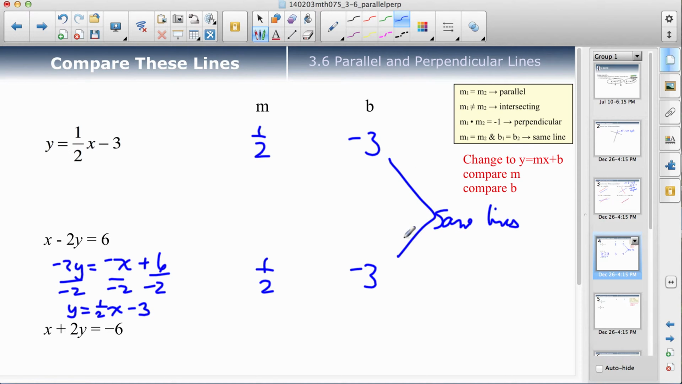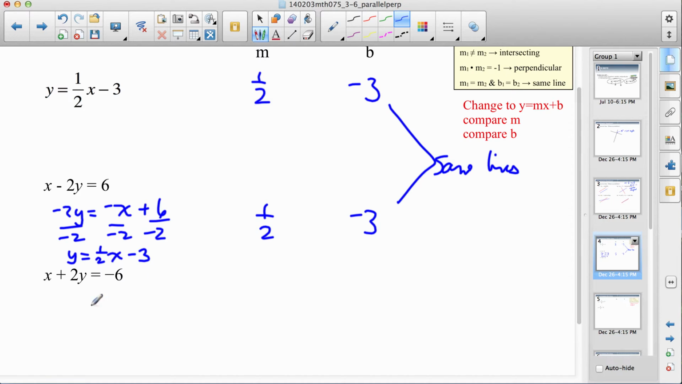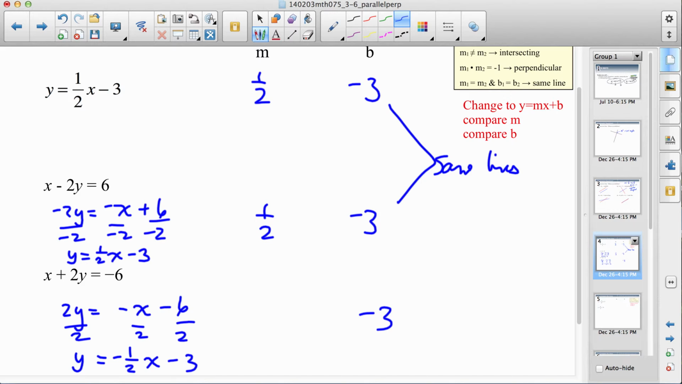So they're, I guess you could say they're parallel to each other, but it's the same line. Let's take a look at the one below. Same thing, we'll move the x over, so 2y equals negative x minus 6. Divide everything by 2 this time, and so I get y is equal to negative 1/2 x minus 3. Notice the y-intercepts are the same, but the slope is different.